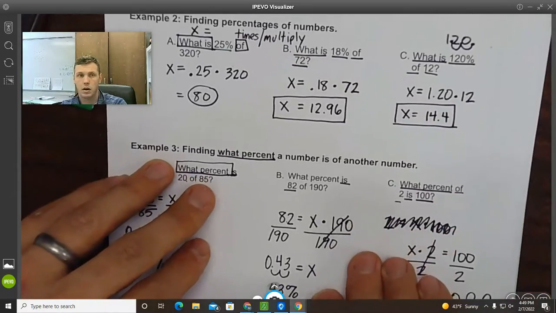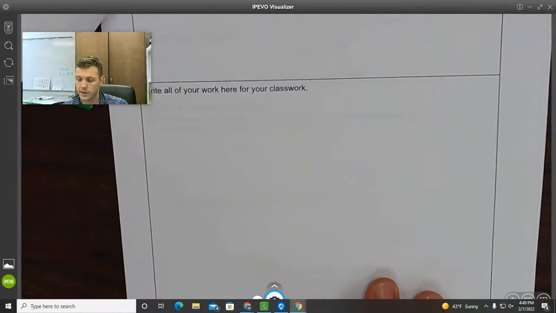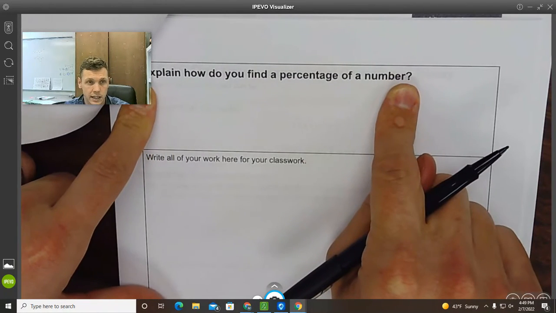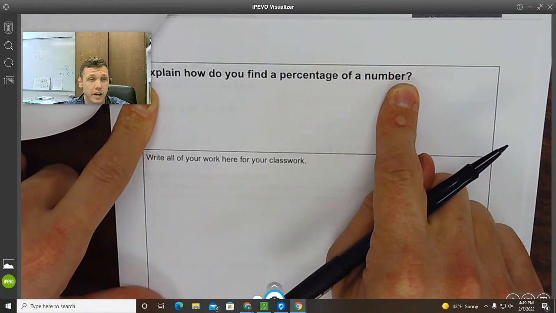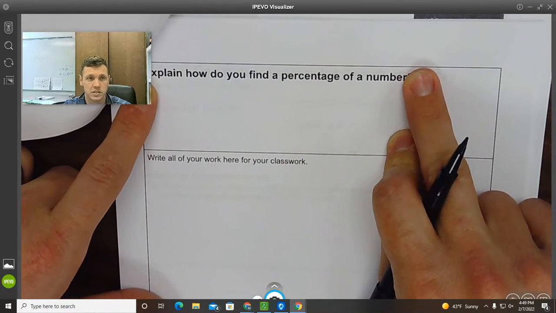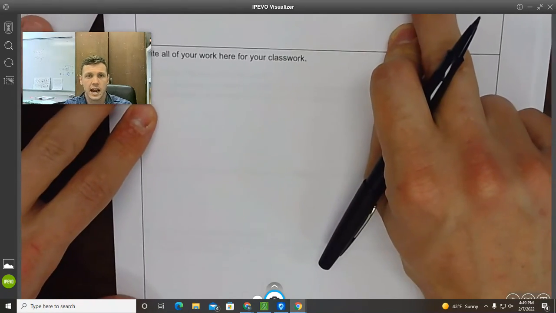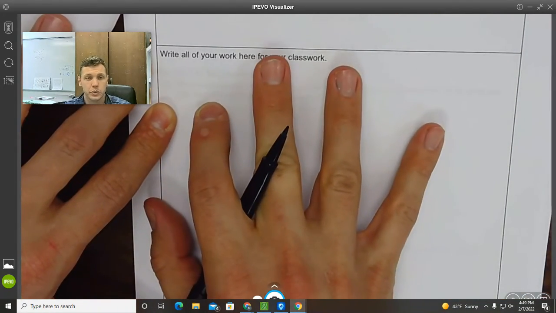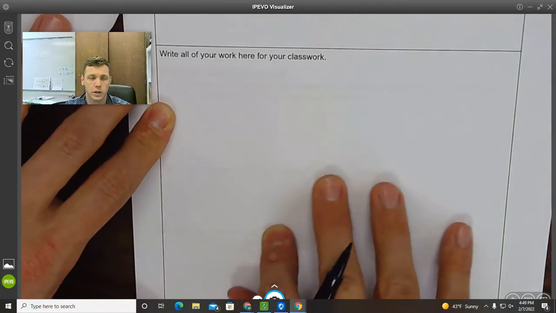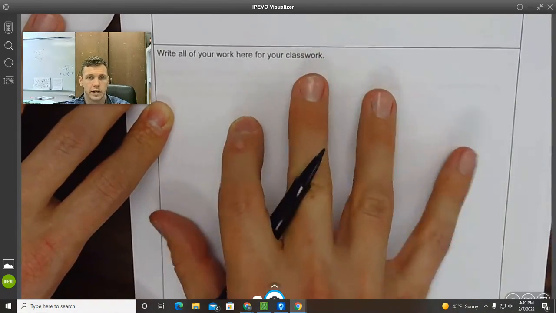Okay, so on the back, what I want you to do is explain how to find the percentage of a number. Use words to write how you find a percentage of a number. And then when you go to do your assignment, you can show all of your work right here. Write all of your work to do your problems in this blank.